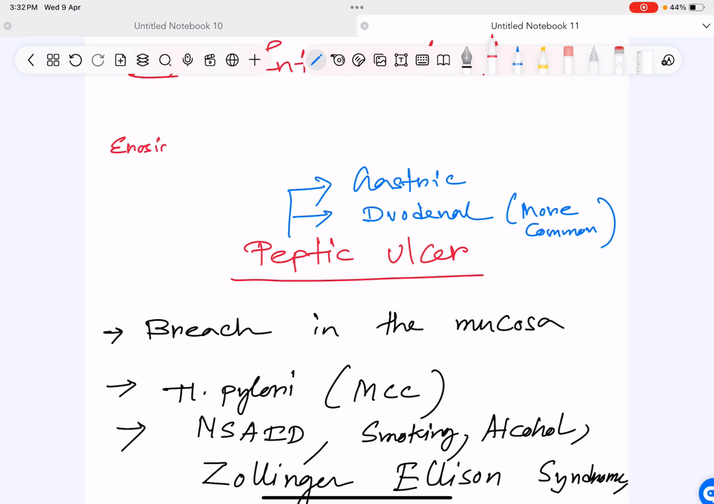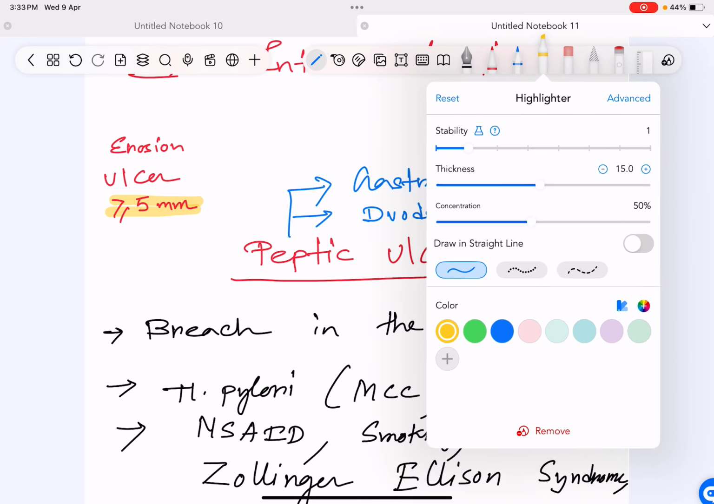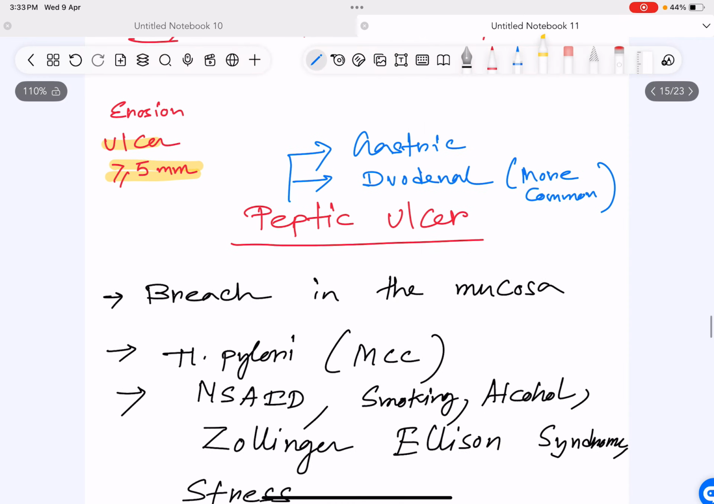So what is erosion and what is ulcer? So when the erosion is deep, it is called ulcer. How much deep? Okay, it should be more than 5 or at least 5 millimeter. So when the depth of erosion is more than or equal to 5 millimeter, it is called ulcer. Clear? So I told you that there are two types of peptic ulcer, gastric and duodenal. Duodenal being more common, and the most common site of duodenal ulcer is the bulb. And what is ulcer? It is erosion of more than 5 mm depth.